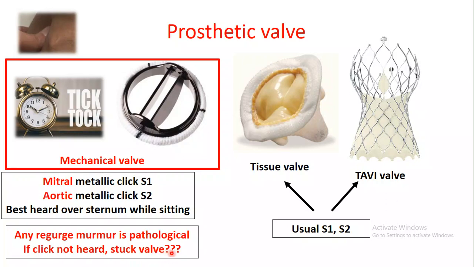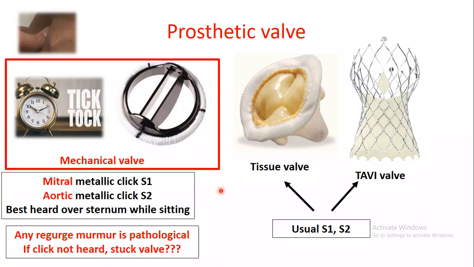The second pathological thing is any regurgitant murmur over the valve. If we hear a mitral regurgitant murmur in a patient with a metallic mitral prosthesis, this means there is a leakage around the valve itself, which is pathological. Similarly, if we hear an aortic regurgitation murmur in a patient with an aortic valve prosthesis, this is also pathological, denoting a leakage of blood around the prosthesis.